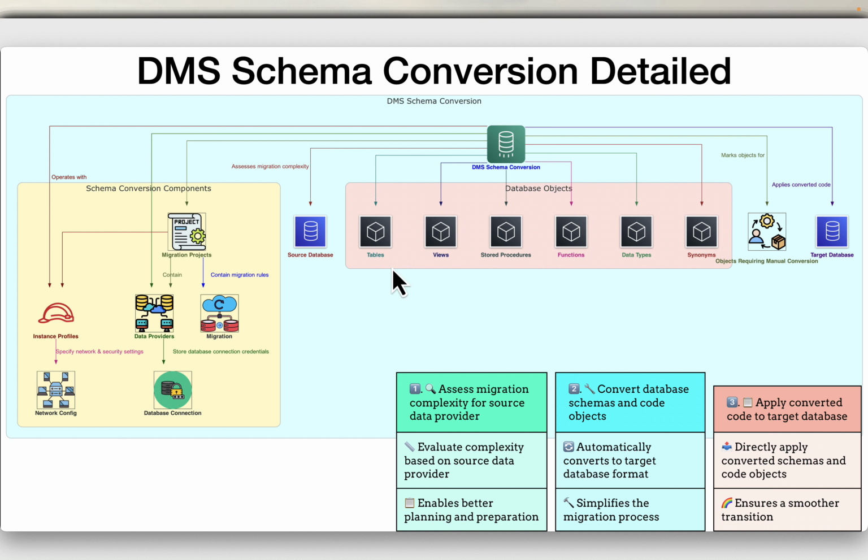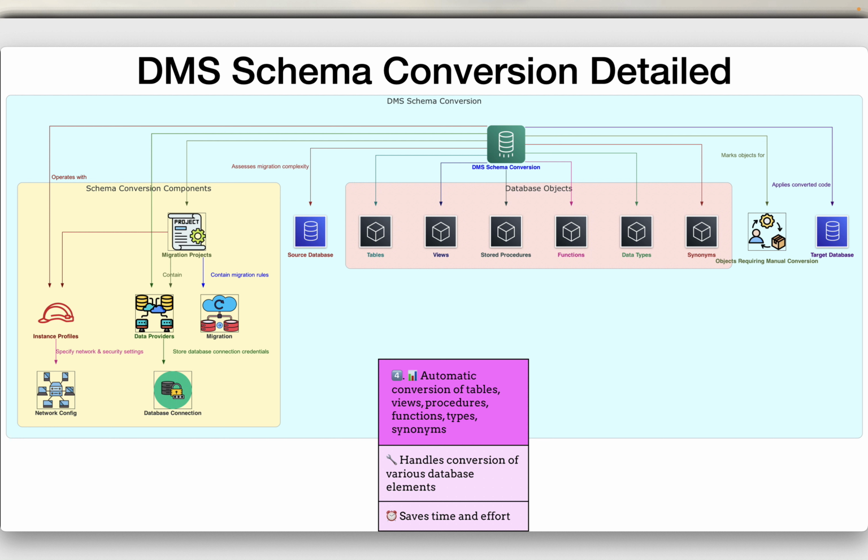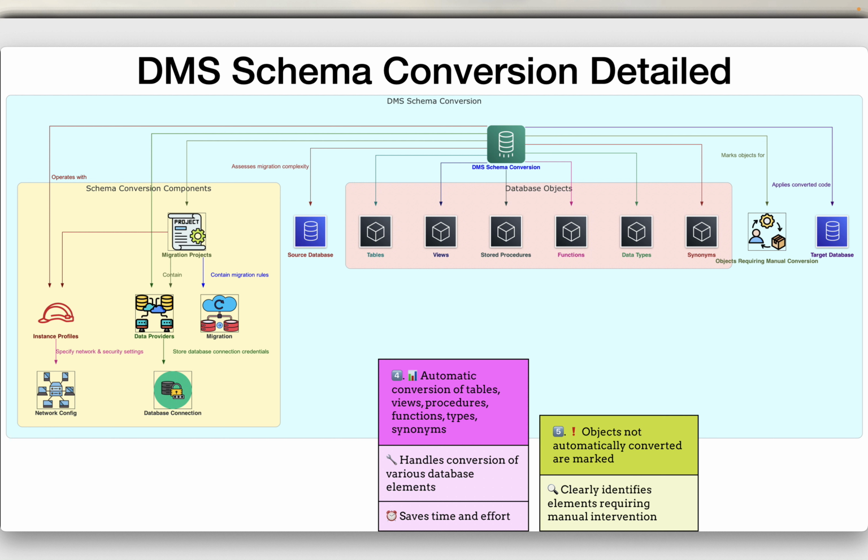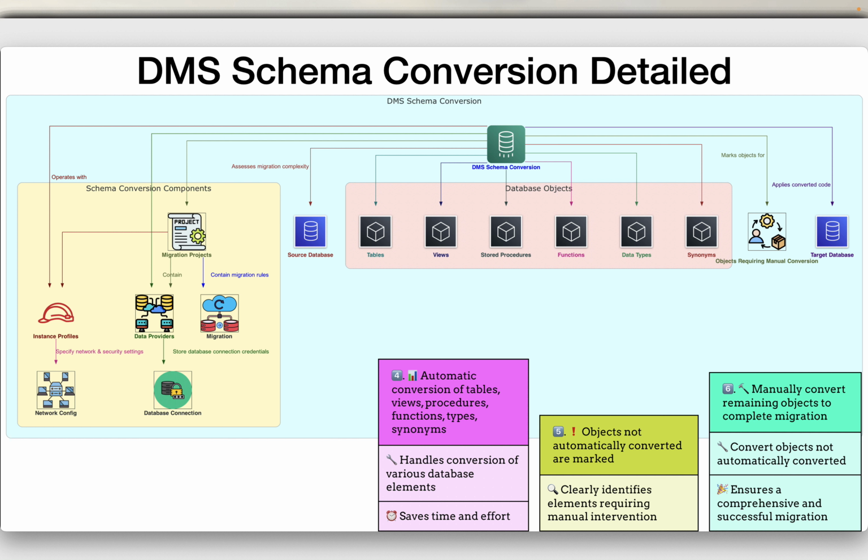In this diagram I have tables, views, stored procedures, functions, data types, synonyms. This is a representative list. Depending on the database engine, there can be more database objects that this service has to consider. DMS schema conversion automatically handles the conversion of various database elements, including tables, which I talked about, views, stored procedures, functions, data types, synonyms. Any database objects that DMS schema conversion cannot convert automatically are clearly marked, making it easy to identify which elements require manual intervention. To finalize the migration, you can manually convert any remaining objects that were not automatically converted.